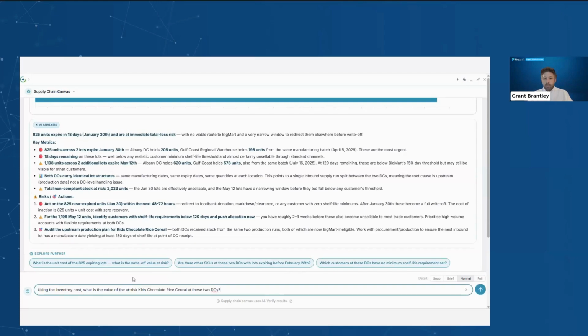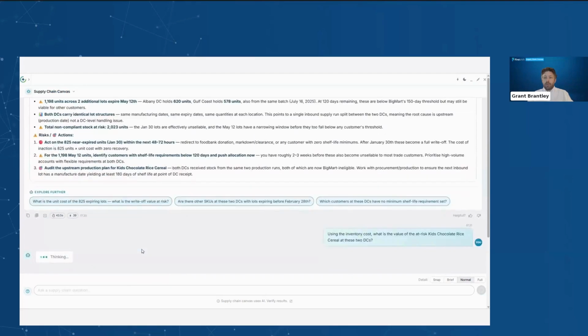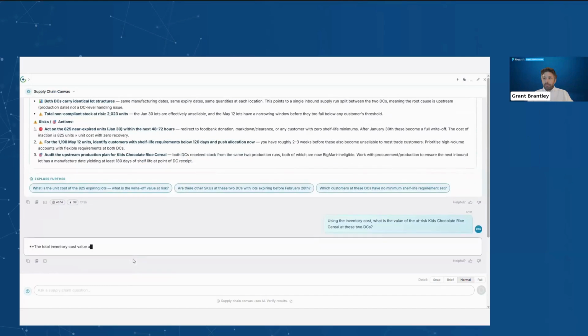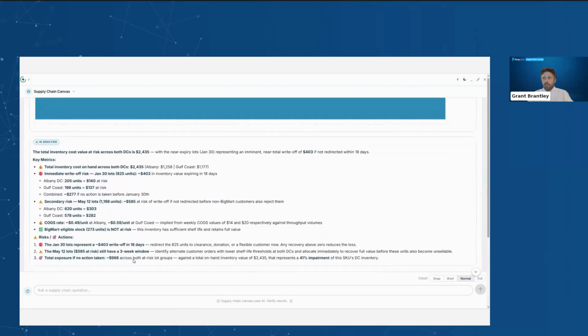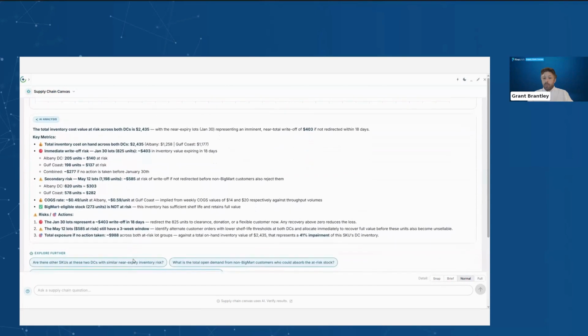So if this is going to be the case and we have to write it off, then we would also want to know from a financial perspective, what is the value on each of these? So it's going to bring back the actual cost on those different lots. What we'll see here is roughly $400 of the inventory that expires on January 30th with no realistic way to recover it. So that's a near certain write-off. But the other tranche there, we see about 585 of the 120-day stock that is salvageable if we reroute it in the next 2 to 3 weeks.